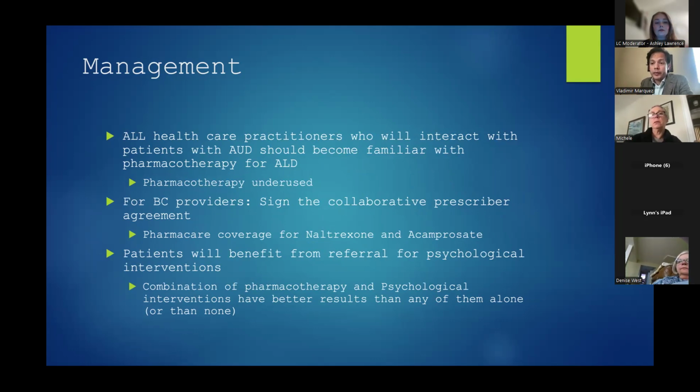We recommend healthcare providers to be familiar with the pharmacotherapy or the potential anti-craving agents, because they can be of good use in the management of the alcohol use disorder component. In BC, we have a collaborative prescriber agreement form that can be used to try to get access to naltrexone and acamprosate. There is a benefit from referral to psychological interventions as well in the future as co-management for alcohol use disorder as well.